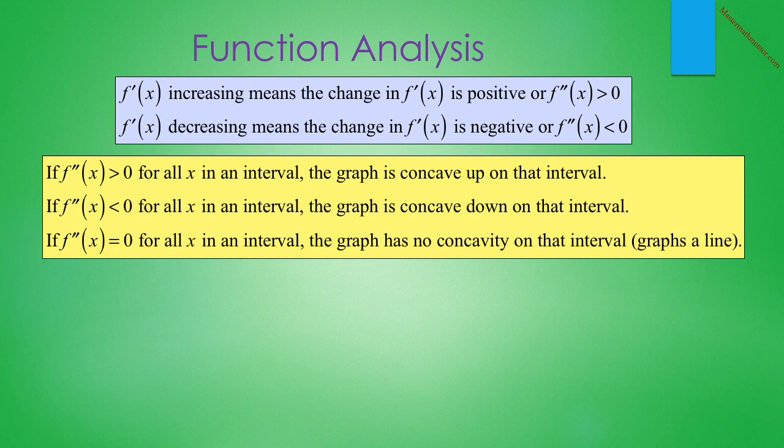So if f double prime of x is greater than 0 for all x in an interval, the graph is concave up on that interval. If f double prime of x is less than 0 for all x in that interval, then the graph is concave down on that interval. And if f double prime of x equals 0 for all x in an interval, the graph has no concavity on that interval, which means that it graphs a line.